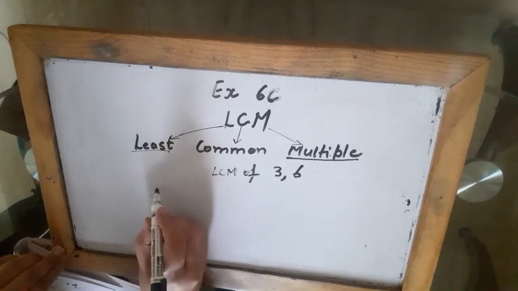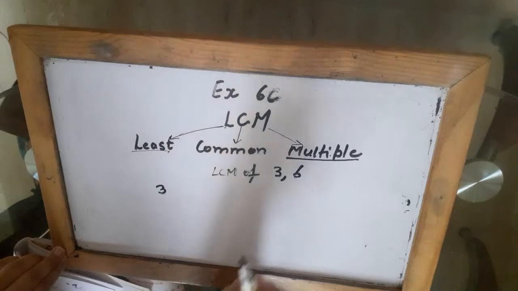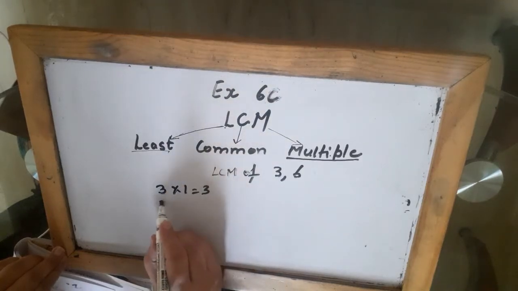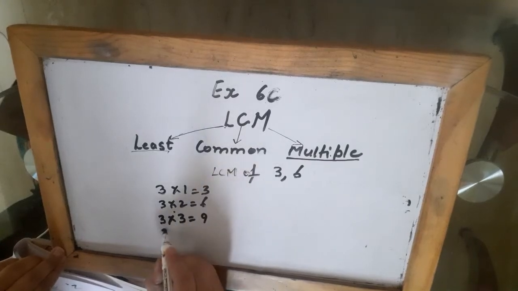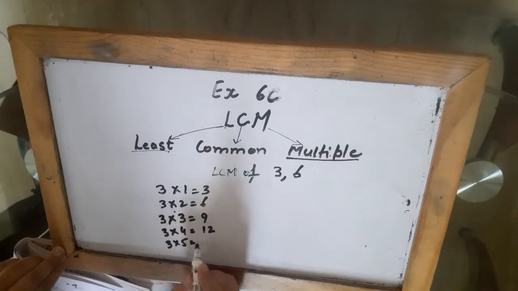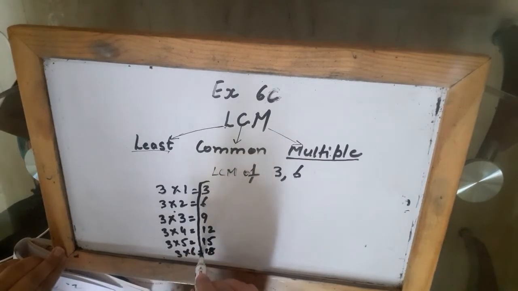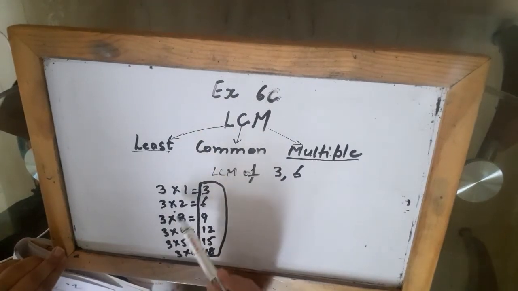Suppose the given number is 3. I want the multiples of 3. So what I will do? I will multiply 3 with other numbers to get its multiples. Like 3 ones are 3, 3 twos are 6, 3 threes are 9, 3 fours are 12, 3 fives are 15, 3 sixes are 18. So all these are multiples of 3. And how did I obtain these multiples of 3? By multiplying 3 with other numbers.